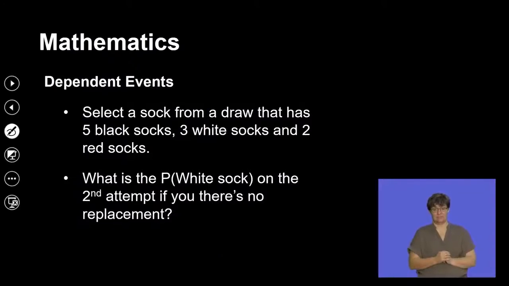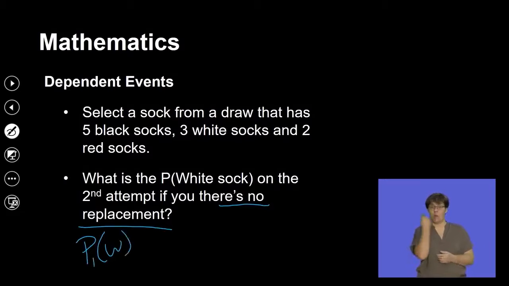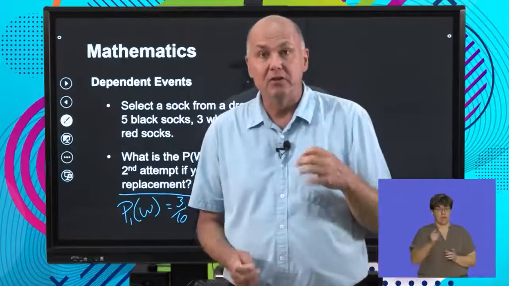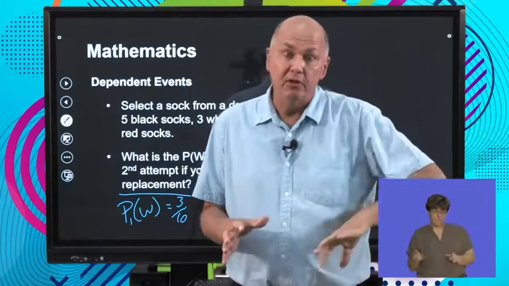But what about dependent events? Dependent events take place when there is no replacement. So in the same scenario, for my first situation, take a look. The probability of the white sock for the first trial was, you agree, 3 out of 10. Now, if I am going to take out another sock, and I'm not replacing the sock that I took out.